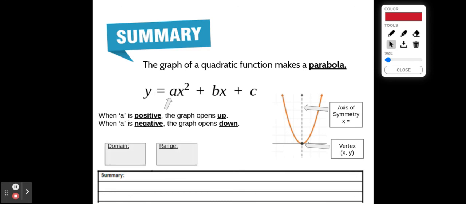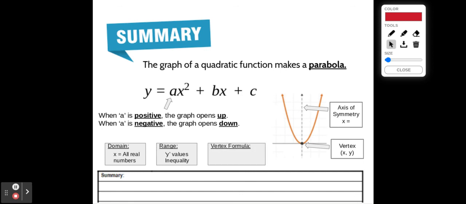Then we talked about domain and range. Domain, remember, is your x values, and that's all real numbers, always. x equals all real numbers. Your range is talking about your y, and the y values are going to be written as an inequality.